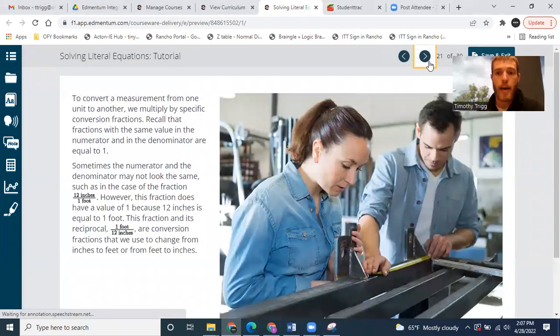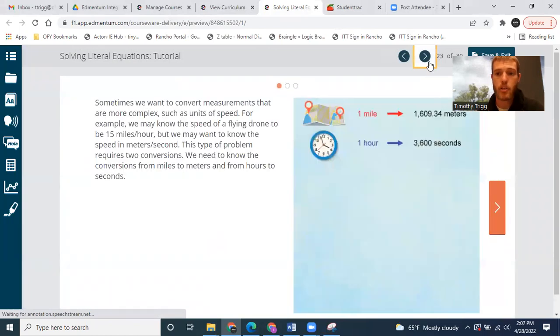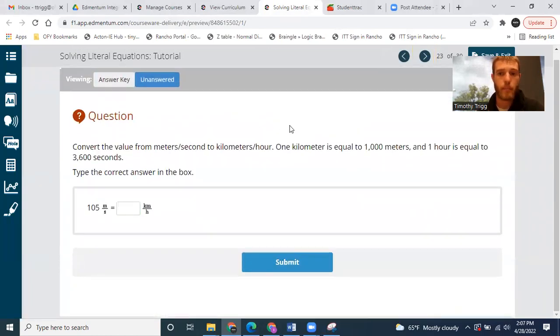Let's move ahead until they stop us. Okay, they stop us on page 23. So we're going to go ahead and work this out. All right, here we're doing conversions. This is hopefully not too bad, but it says convert the value from meters per second to kilometers per hour. 1 kilometer equals 1,000 meters. 1 hour is equal to 3,600 seconds. Type the correct answer in the box.